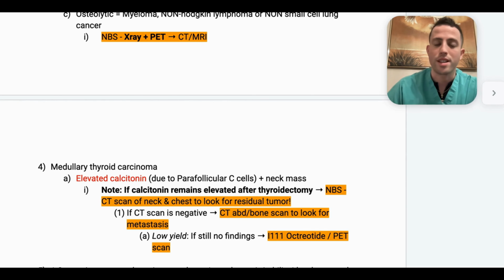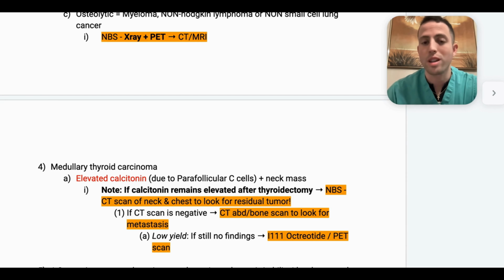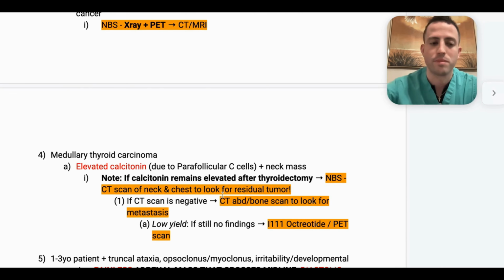If the CT scan is negative, next thing you should do is a CT abdomen as well as bone scan to look for metastasis. And something that's pretty low yield, but this is kind of the next step in the algorithm that they want you to know, is if you still have high suspicion for metastasis, but you have not seen anything yet, then you can progress to a PET scan or an octreotide scan.